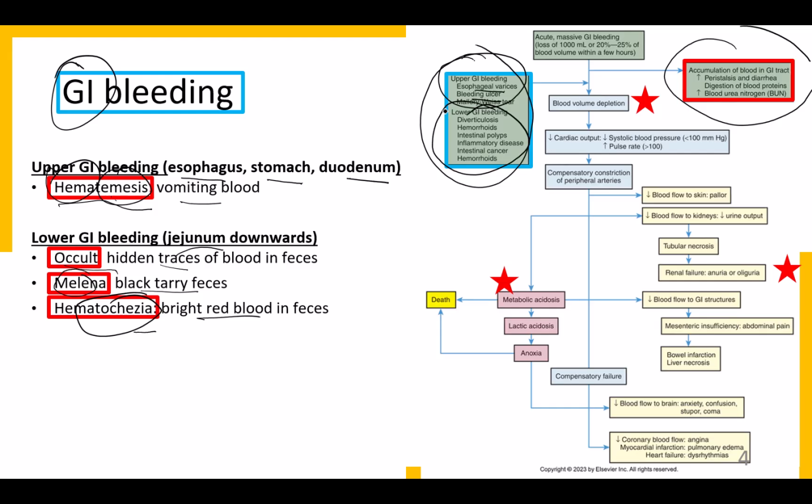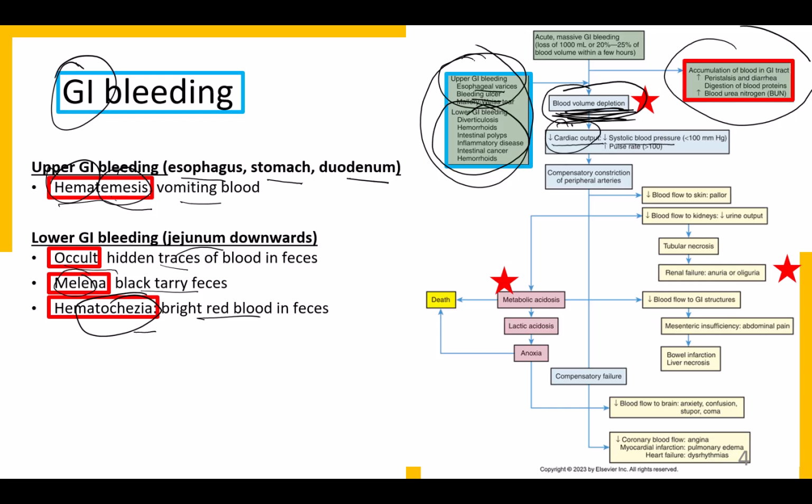recording. With bleeding, what happens is because the blood leaves the blood vessels, then you have a depletion of blood volume. Again, depending on the volume of blood that's either vomited, or that leaves in fecal matter. Once you have a decrease in blood volume, then it means that the heart has less blood to pump out of it. So it decreases cardiac output, which then leads to a decrease in systolic blood pressure, right?